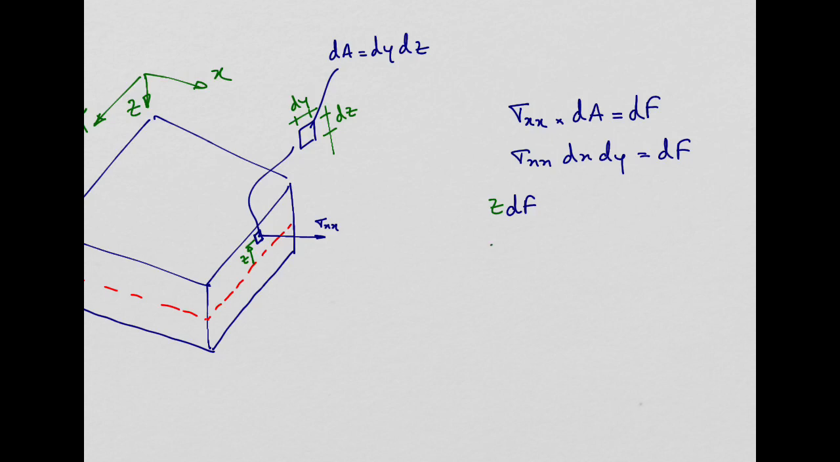So if I do this, if I replace dF by what I have there, sigma xx dy dz, okay? I can say this is going to be an infinitesimal contribution to a moment, and that moment is going to be along the x direction. Okay? Basically, it's going to be a moment like this. I'm going to try to represent here in red. Okay?